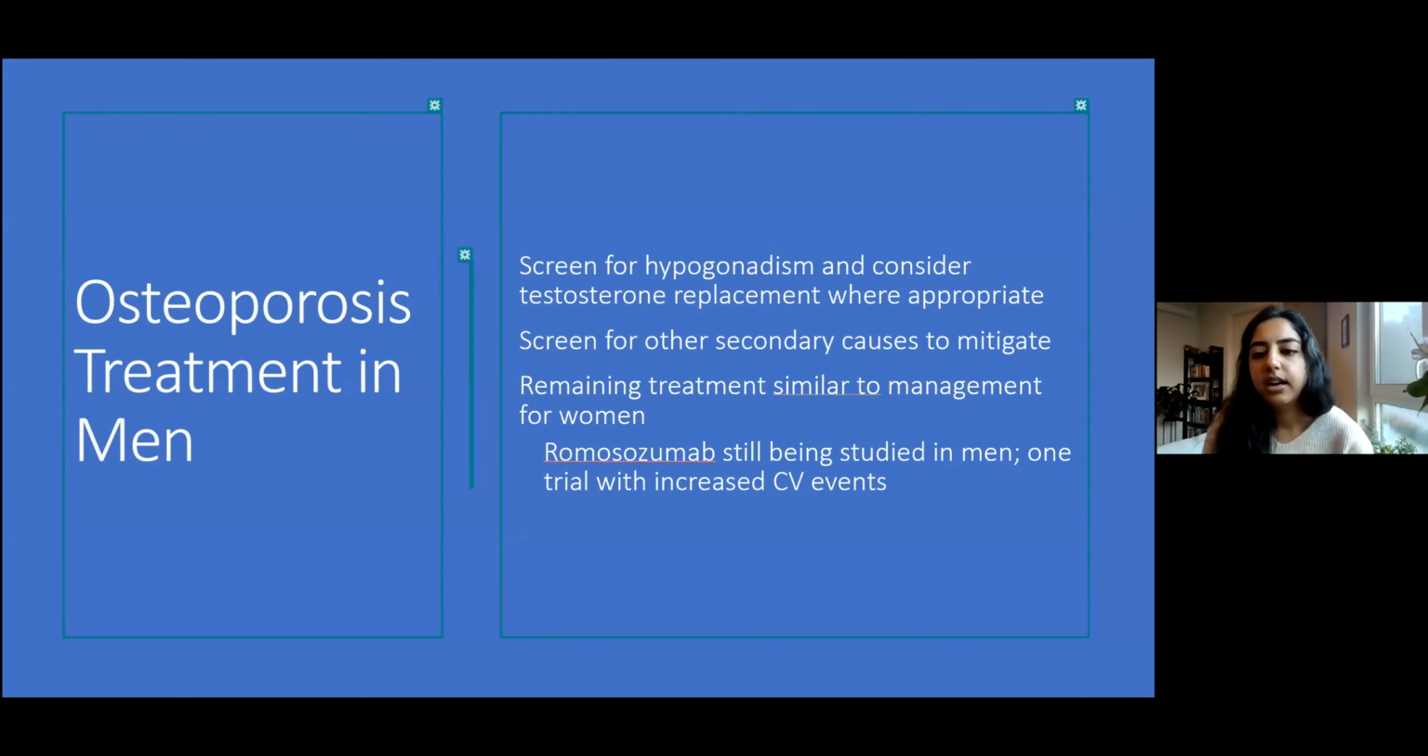And then osteoporosis in men, think about hypogonadism as a contributor for osteoporosis, and think about where it might be appropriate to do testosterone replacement. Think about other secondary causes of osteoporosis that you might want to mitigate, and the rest of treatment is similar to management for women. A caveat is that romosozumab is still kind of controversial in men because there's that concern about increased cardiovascular events.